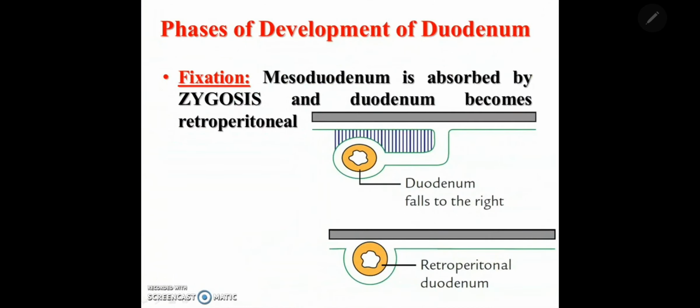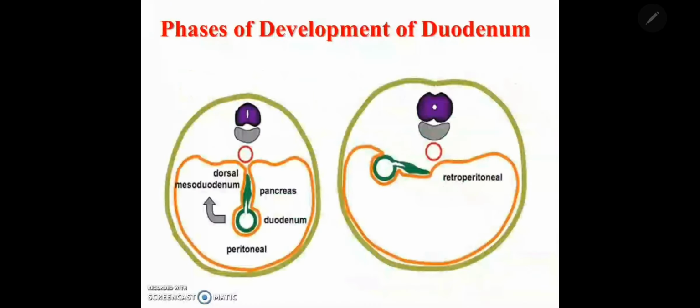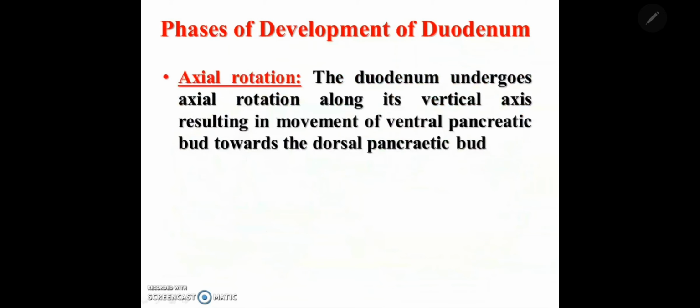contents during physiological hernia, and it becomes fixed to the posterior abdominal wall by the process of zygosis, where you can see the striated lines there. And you can notice here, this is the horizontal section, how from peritoneal it becomes retroperitoneal, except the proximal half of the first part.